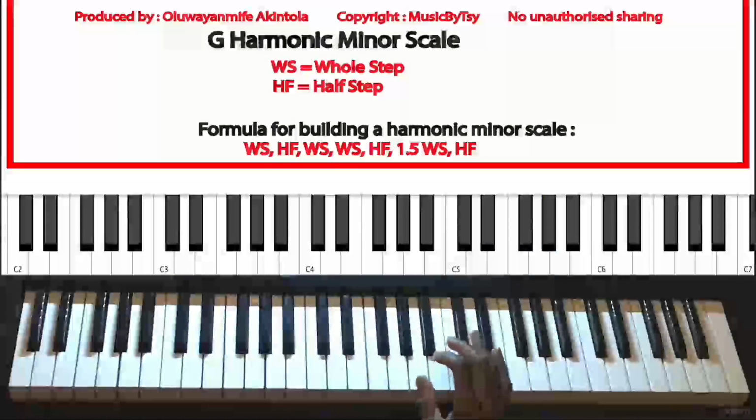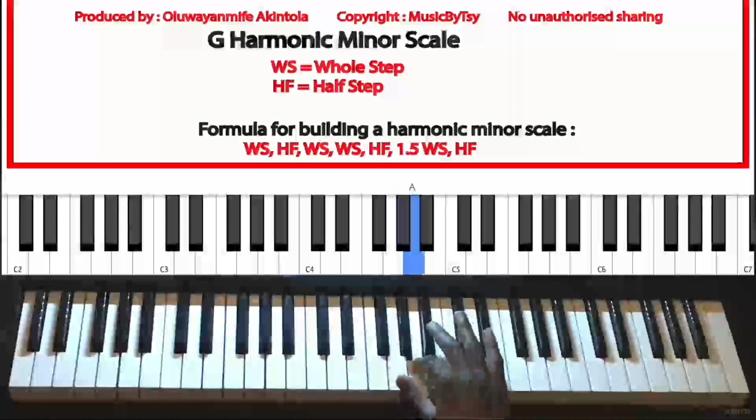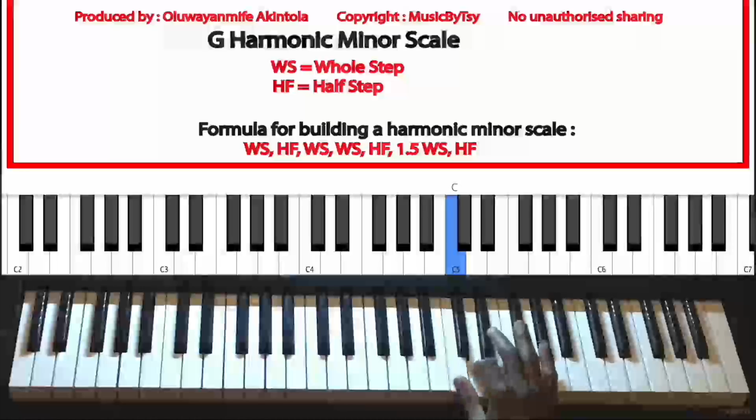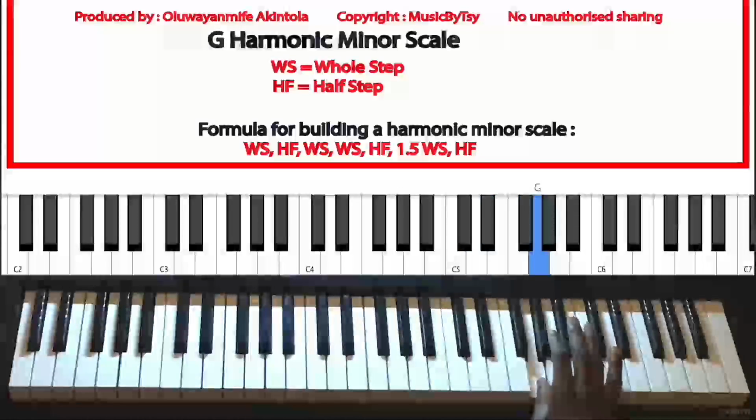So let's do that again. Starting from the key of G, 1, 2, 3, 4, 5, 6, 7, 8. So that is the G harmonic minor scale.